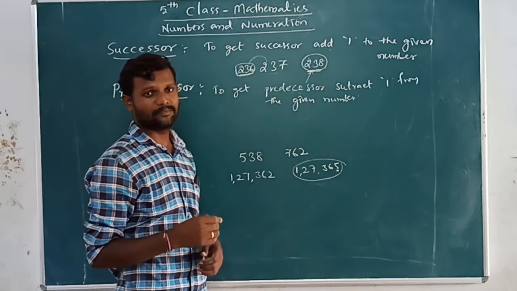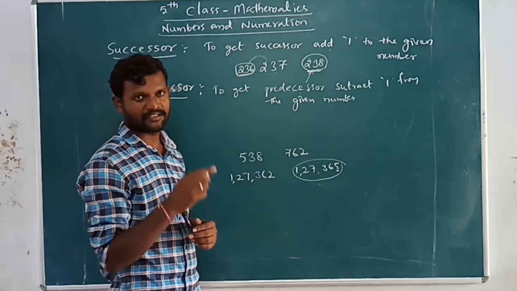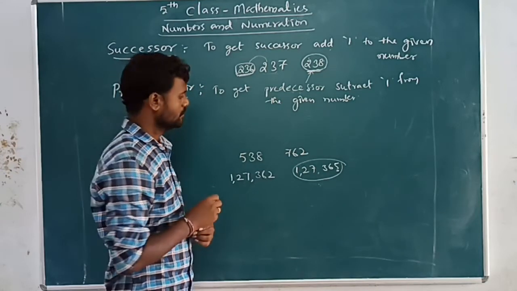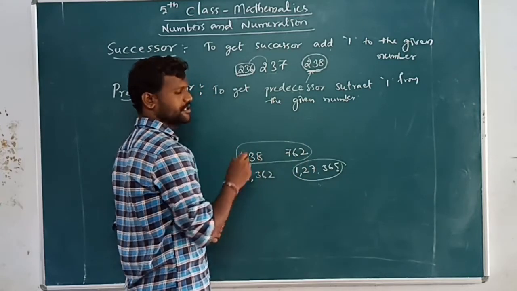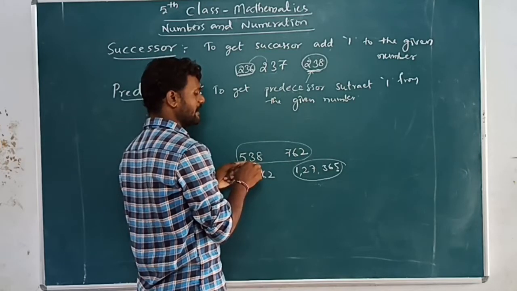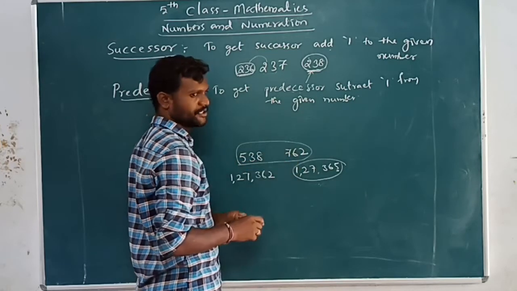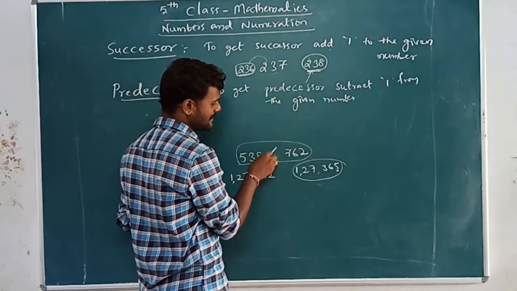Now use the symbols less than and greater than. Less than, greater than, and equal are the symbols. So which is bigger in these two numbers? 762 is bigger. Then what can we say? 538 is less than 762. Less than. So the symbol for less than is this one.